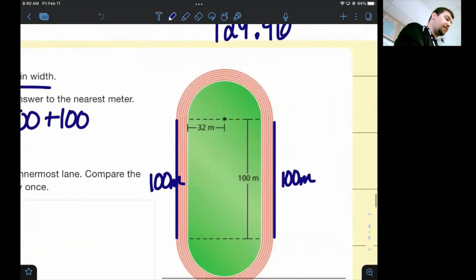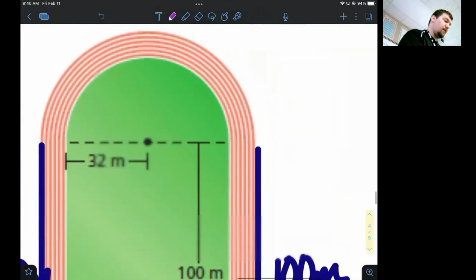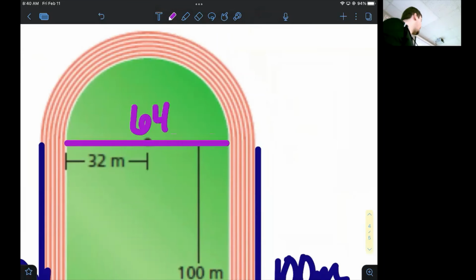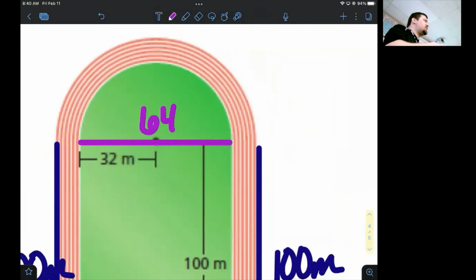Now, yesterday, when we did this problem, we used 64 for our diameter, but that was the inside. I want the outer perimeter. So do you remember how wide did it say each of those lanes were? 1 meter. There are 6 lanes here. So there are 6 meters here.